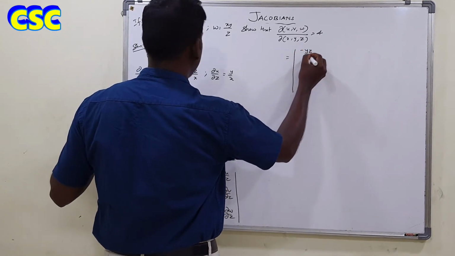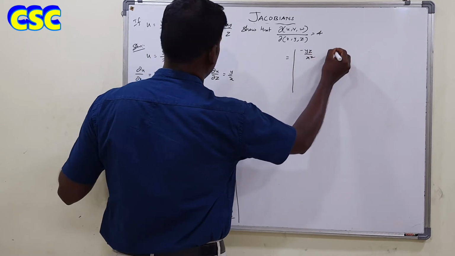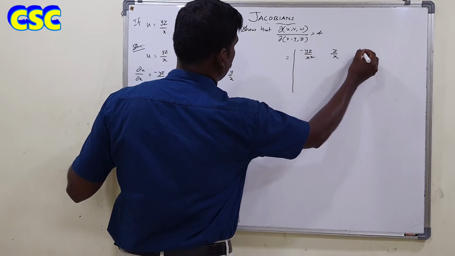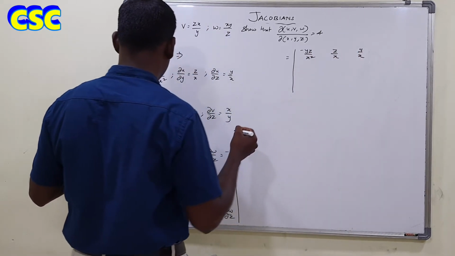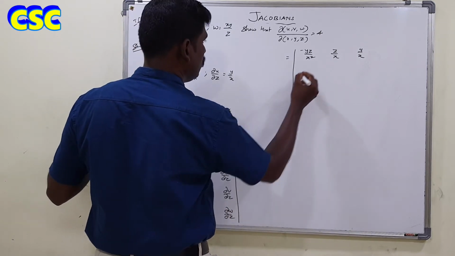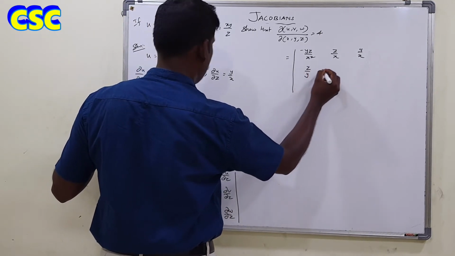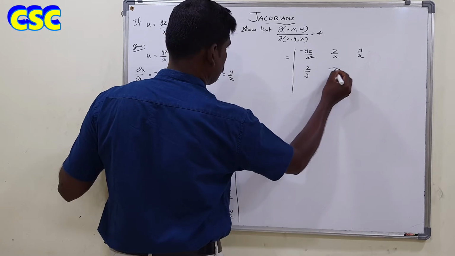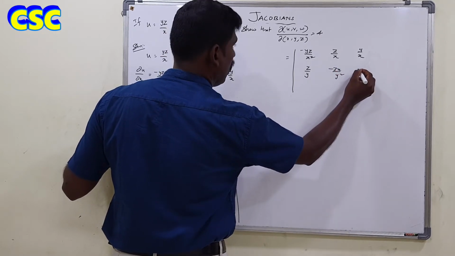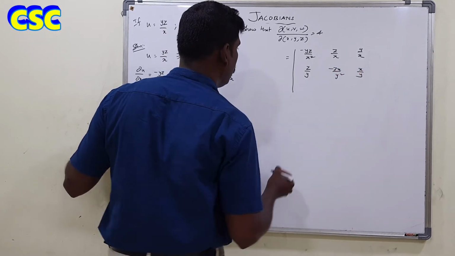Minus yz by x square, then z by x, and then y by x. So the next row is z by y, minus zx by y square, and then x by y.